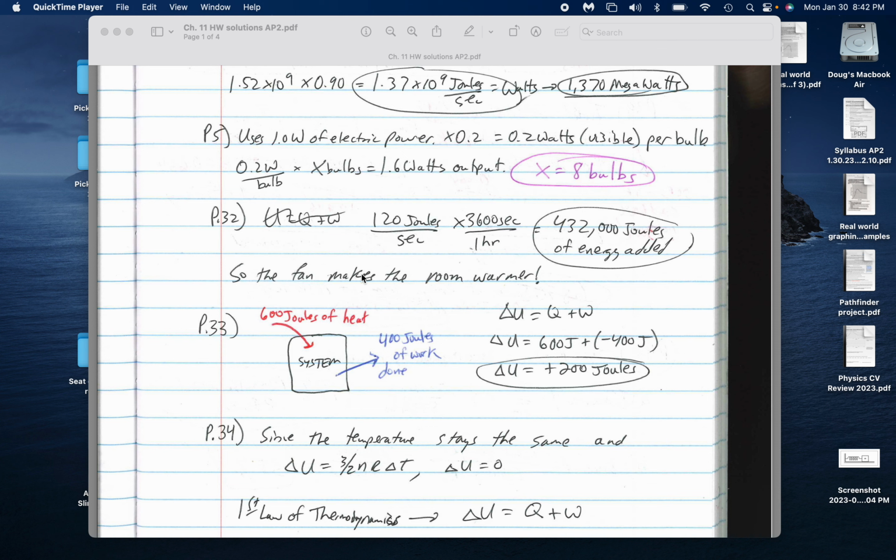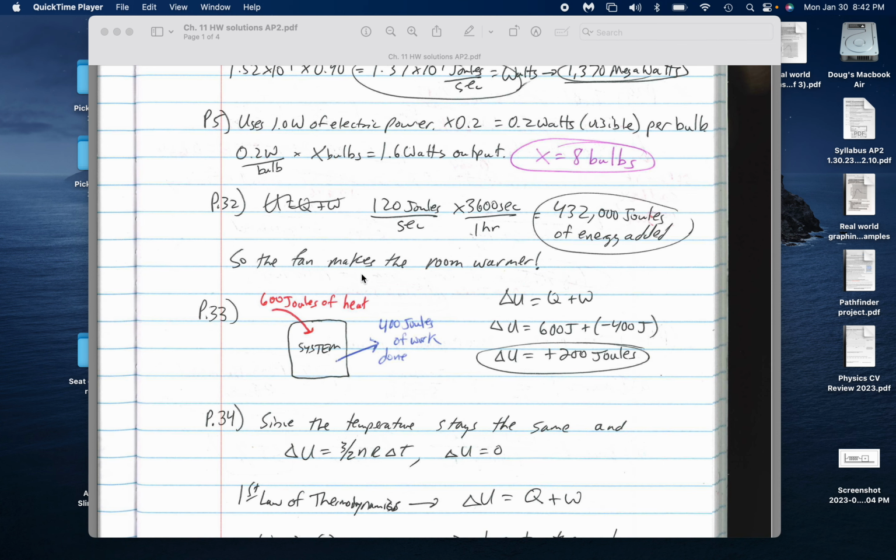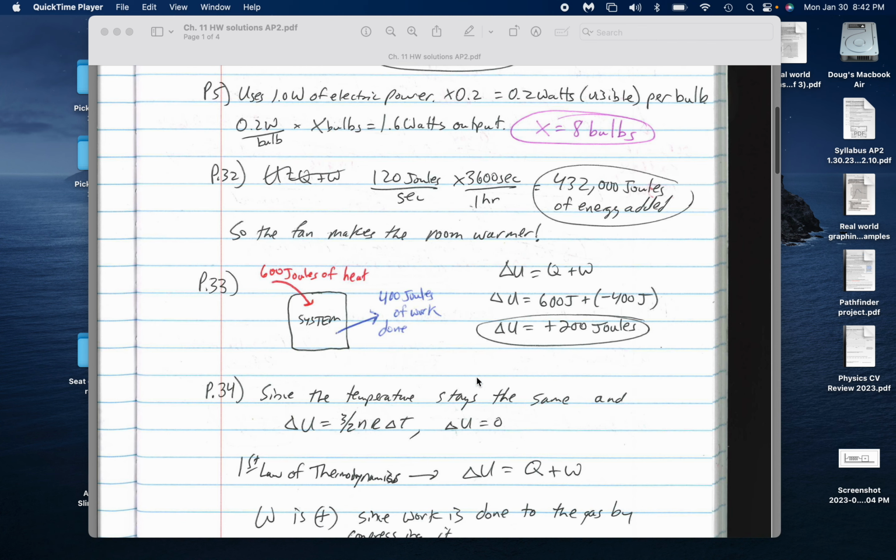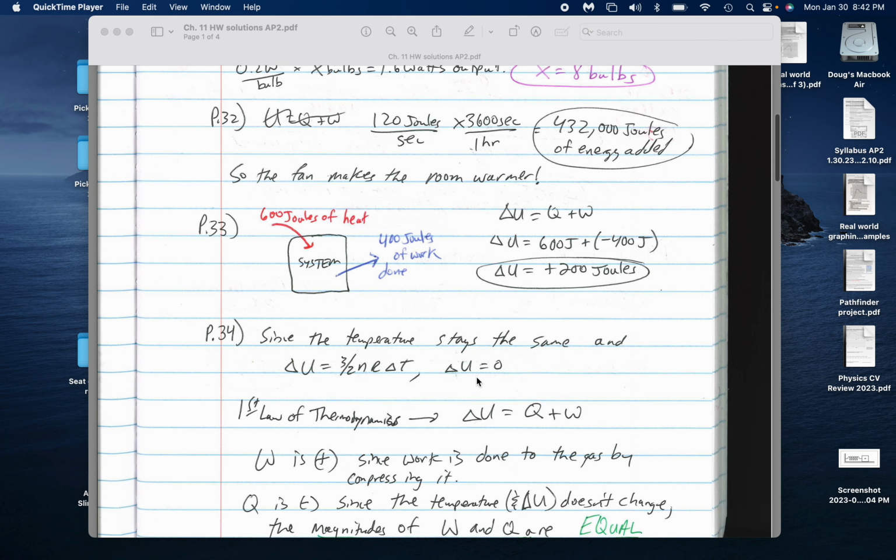For problem 33, 600 joules of heat energy is transferred to a system that does 400 joules of work. How much does the system's thermal energy change? So this is pretty easy. 600 joules in, 400 joules out. So you have a gain of 200 joules, so plus 200 joules.